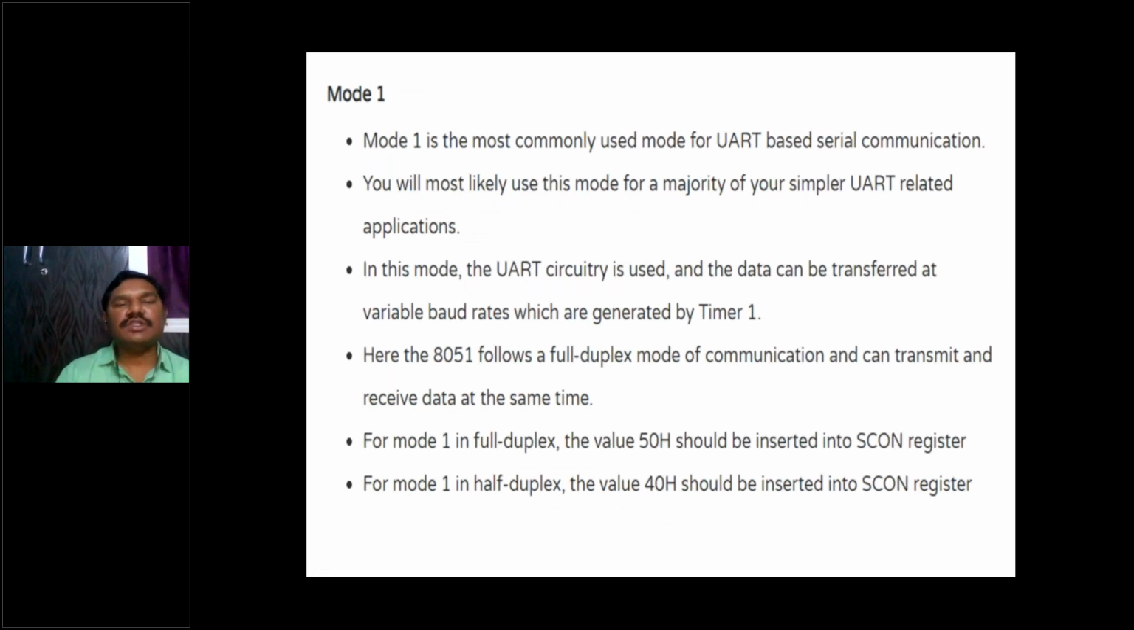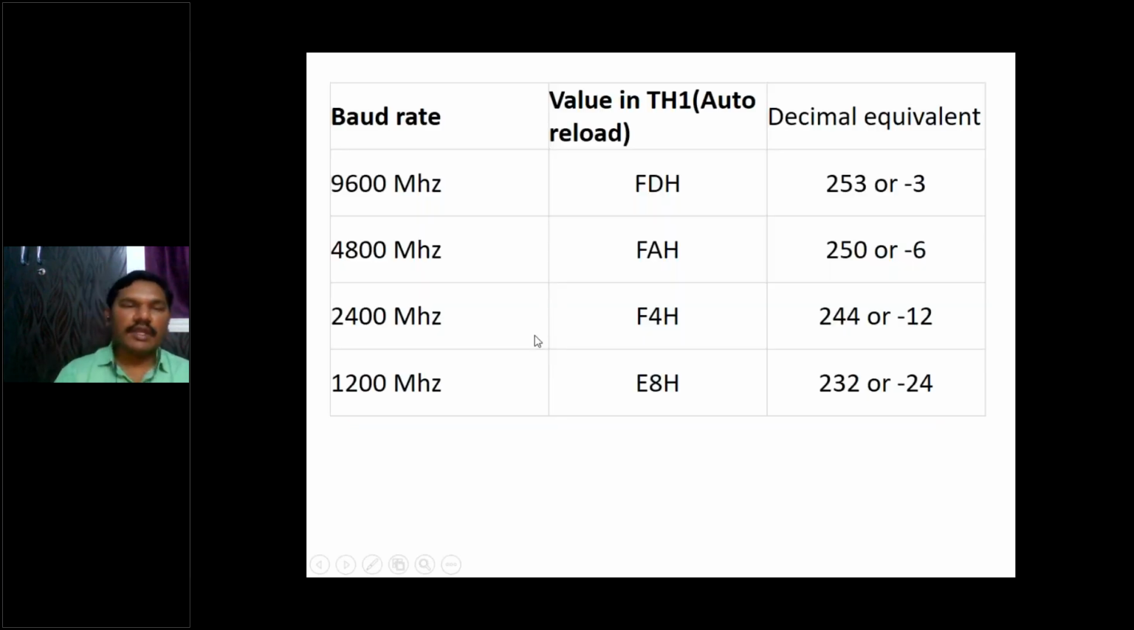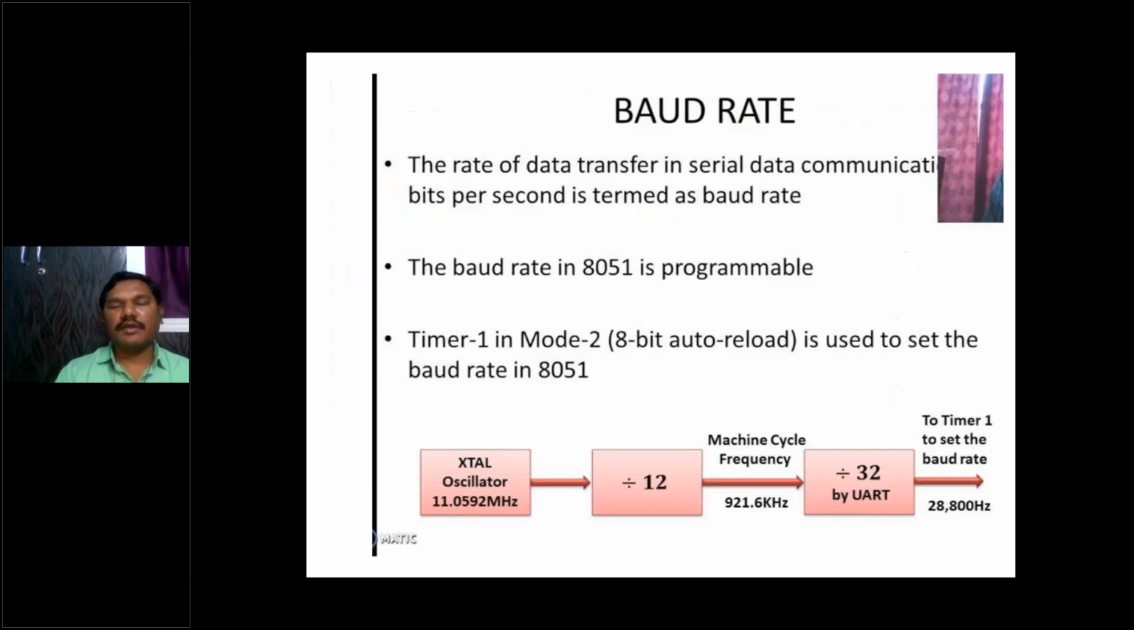So this is mode 1. In mode 1, we use either timer 1 or timer 0 for setting the baud rates. So this is the device, with the TXD pin for transmission and the RXD pin for receiving. These are the different bauds, and how to generate the baud rate I have already explained.